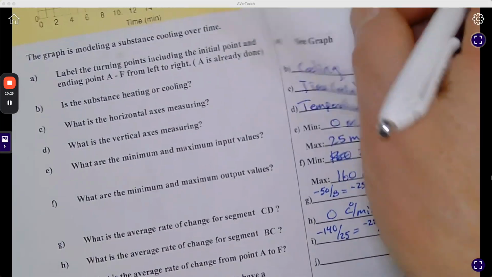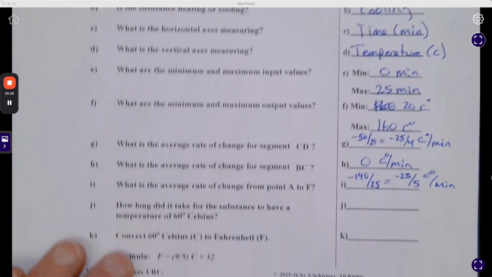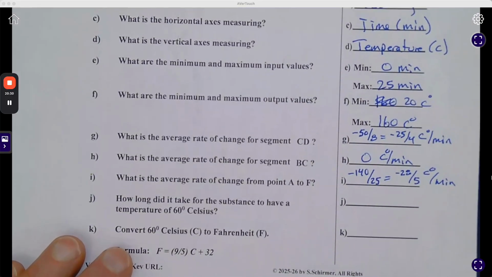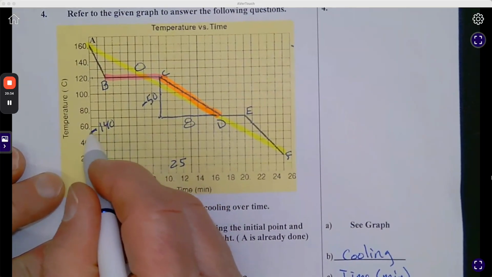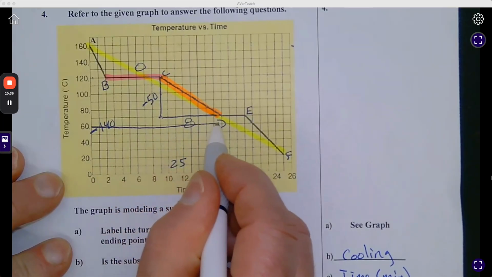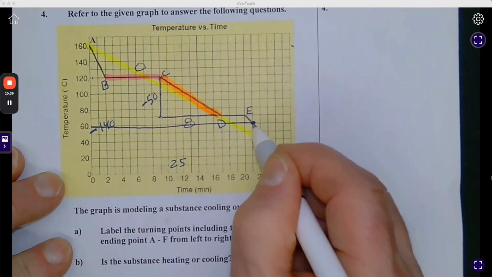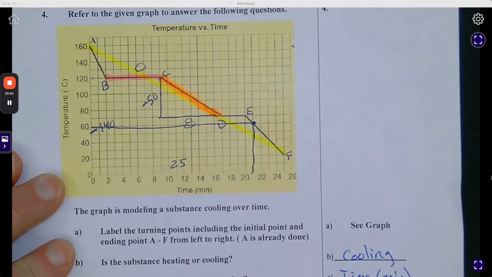How long did it take for the substance to have a temperature of 60 degrees Celsius? Whoa, 60 degrees. Okay, I'm going to go up here. I'm going to follow 60 degrees over. Right there. I'm going to follow it down. 21 minutes.